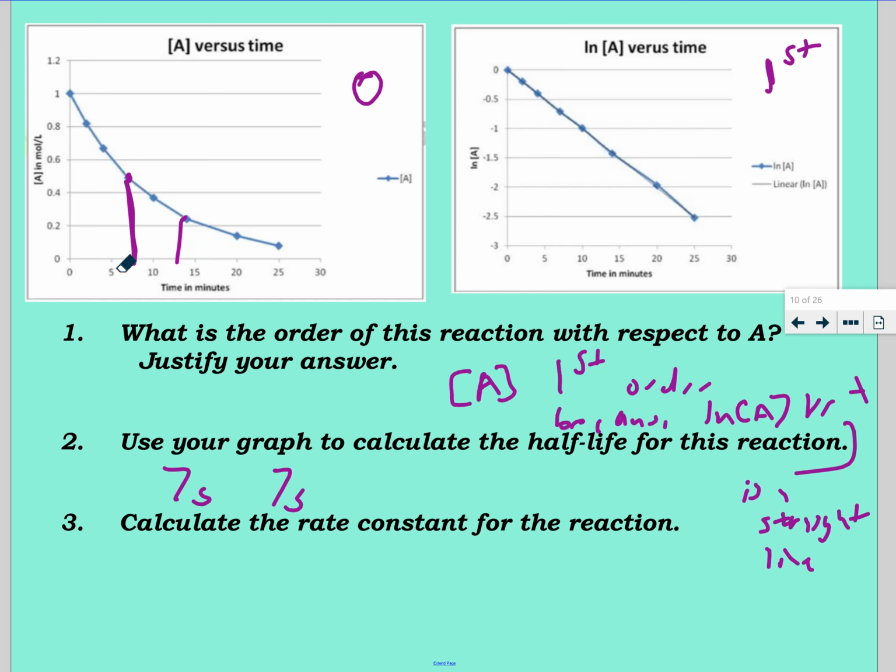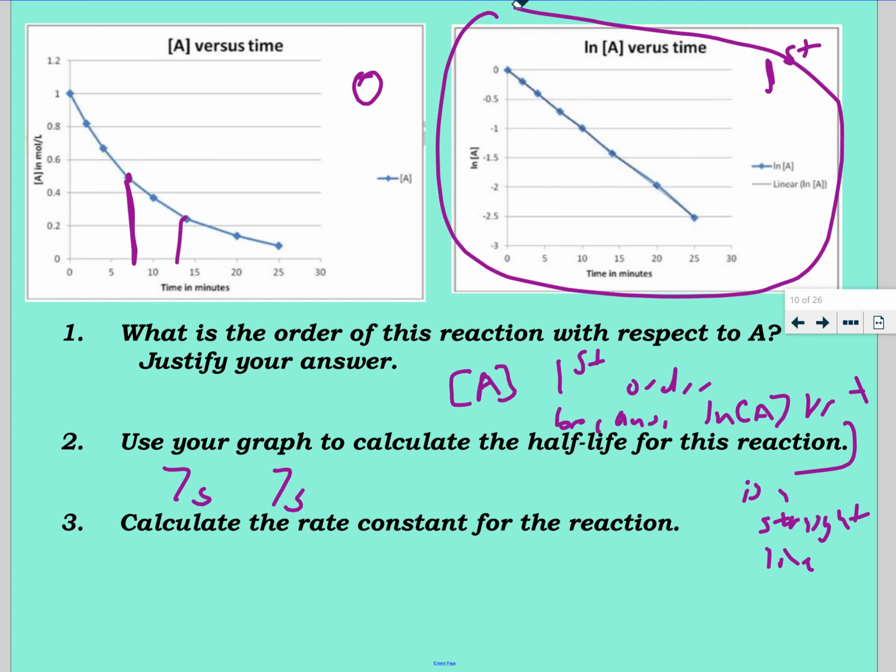Calculate the rate constant for the reaction. So I might go back to this graph. I'm going to find the slope, because the slope is going to give me the absolute value of k. So I need 2 points. Hey, 0, 0 is a nice point. And 25, negative 2.5 is a nice point.